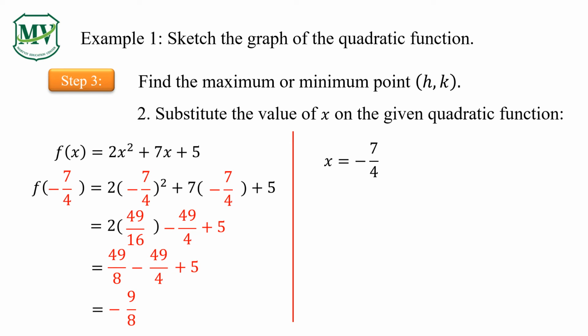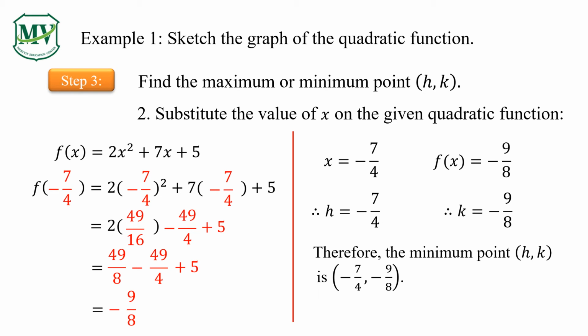Since x is equal to negative 7 over 4, then h is equal to negative 7 over 4. Since f(x) is equal to negative 9 over 8, then k is equal to negative 9 over 8. Therefore, the minimum point is (−7/4, −9/8).